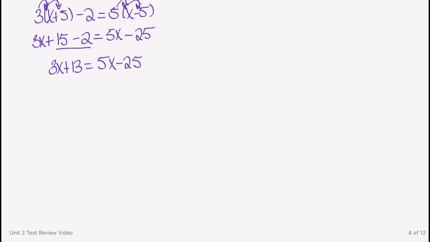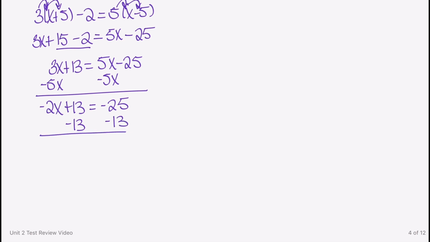Now let's combine the 5x and the 3x. We're going to subtract 5x from both sides, and when we do that, we get negative 2x plus 13 equals negative 25. Now we're going to subtract 13 from both sides, and we get negative 2x equals negative 38. We divide both sides by negative 2, which gives us x equals positive 19.